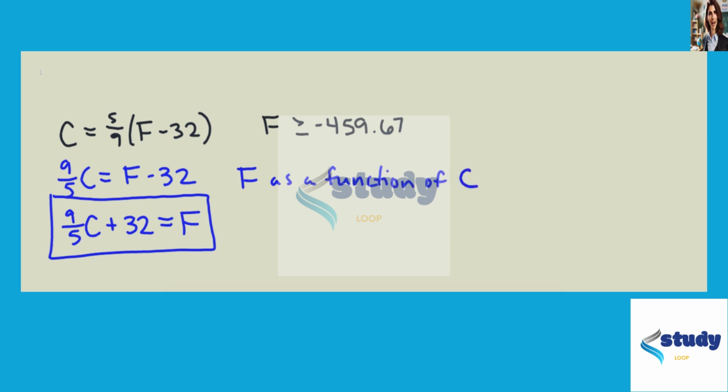Now we're interested in knowing the domain of this. Well, the domain of this function will be whatever the range of the previous function was. So what was the range of the previous function? If the domain was F is greater than or equal to negative 459.67, and we substitute that into the equation and solve for C, we end up with negative 626.06. So C is greater than or equal to negative 626.06. That was the range of the original function, so it will be the domain of the inverse function.